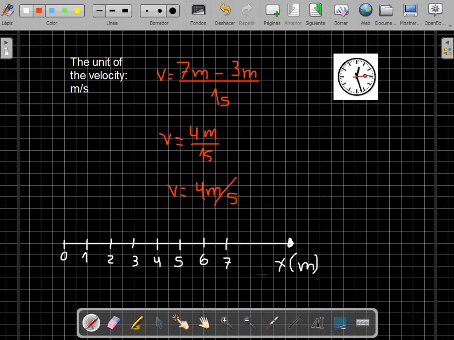What does this unit mean? Well, it means that this object is able to move or to travel 4 meters in just 1 second. That's it. If the velocity is, let's suppose, 5 meters per second, it means that the object is able to travel 5 meters in just 1 second.